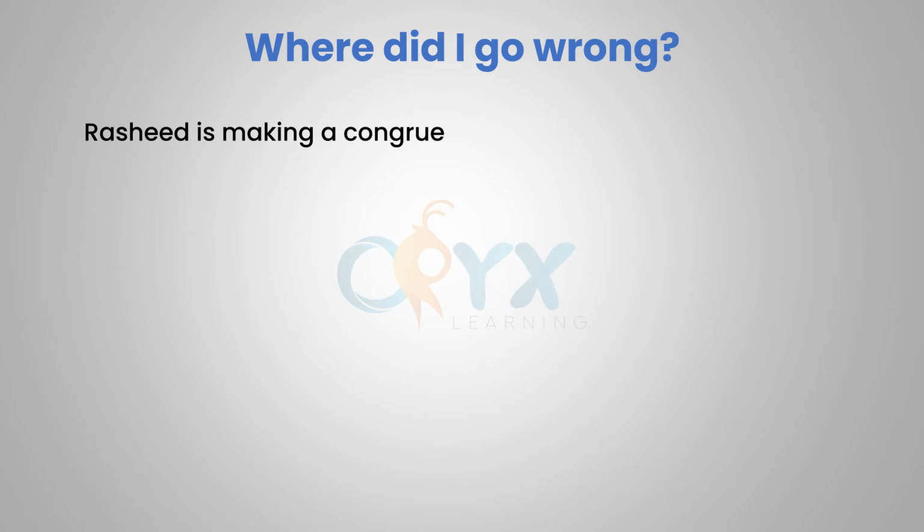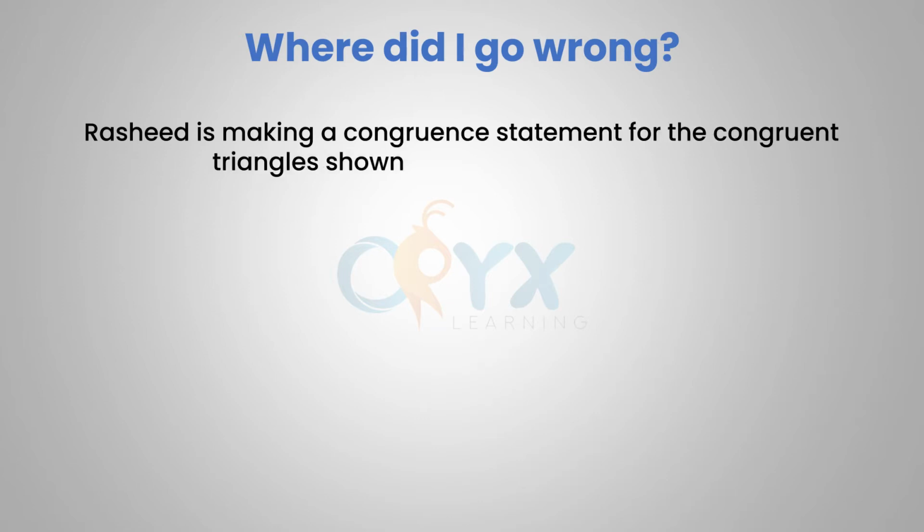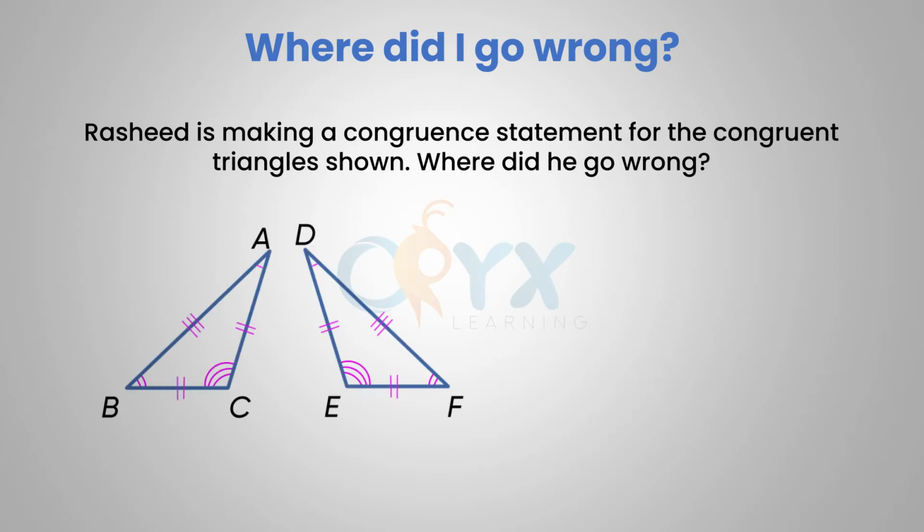Rashid is making a congruent statement for the congruent triangles shown. Where did he go wrong? So Rashid's statement is triangle ABC is congruent to triangle DEF. If you would like to find out the answer to this question, please follow along and we'll revisit it at the end.